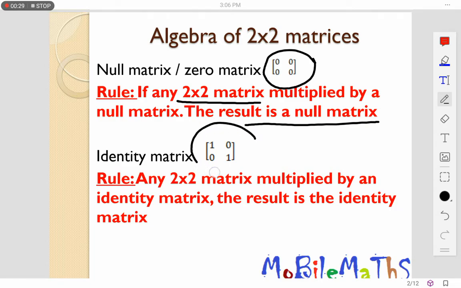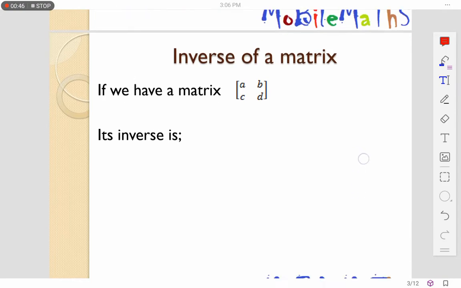And we also have what we call the identity matrix. The identity matrix is made up of 1, 0, 0, 1. If we multiply any other 2 by 2 matrix with an identity matrix, we get the same matrix as the result. Now, before we go any further, let's look at how we find the inverse of a matrix.